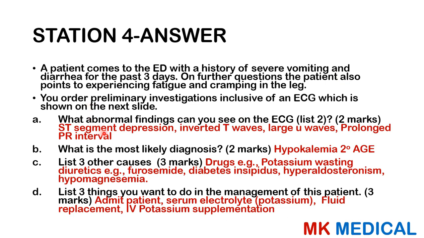Then this is most likely due to hypokalemia secondary to acute gastroenteritis. Other causes of hypokalemia include drugs like potassium-wasting diuretics like furosemide. You also have diabetes insipidus, hyperaldosteronism, also hypomagnesemia. The 3 things you'd want to do, of course, you'd want to admit the patient. You want to get some serum potassium estimation, fluid replacement for this patient, as well as IV potassium supplementation.